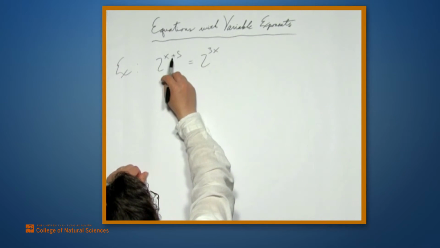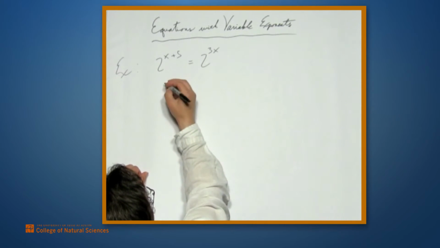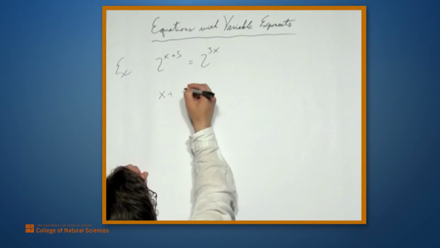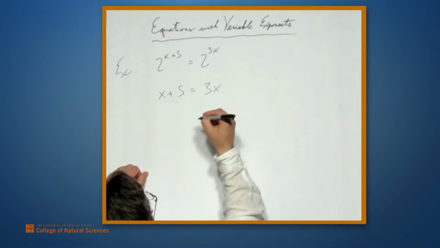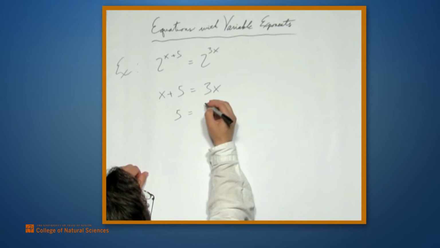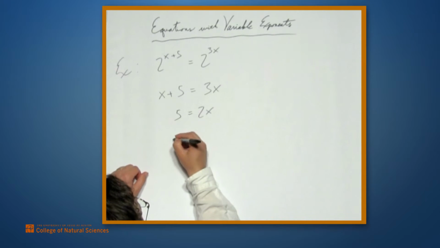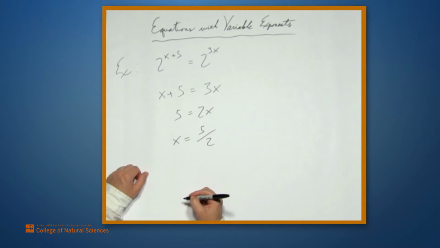Well, if 2 raised to some power equals 2 raised to another power, then these two powers must be the same. So this is the same as solving x plus 5 equals 3x. We subtract x from both sides, we get 5 equals 2x. So finally, x equals 5 over 2.